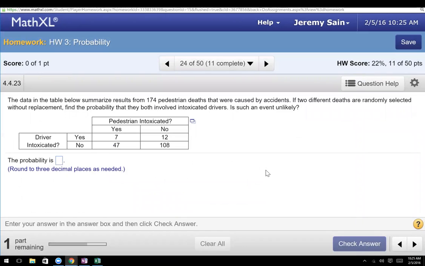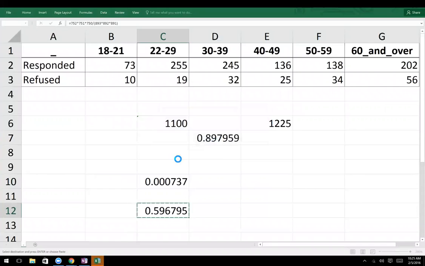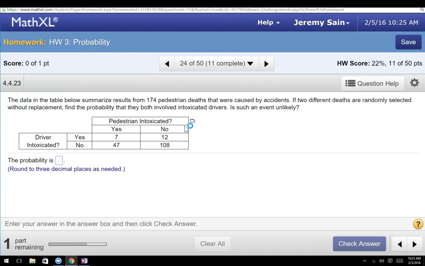Okay, so we got a bunch of people. 2 deaths are randomly selected without replacement. What's the probability they both involved intoxicated drivers? All right, so that's not too bad.